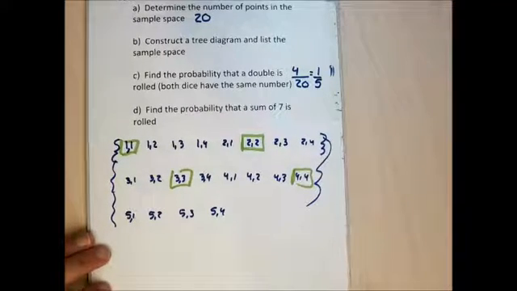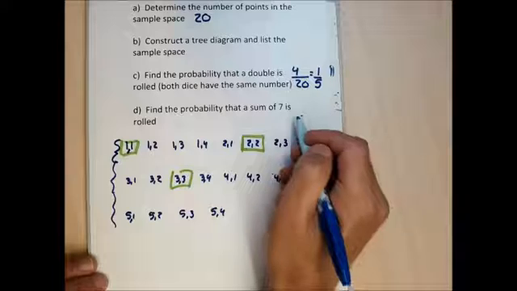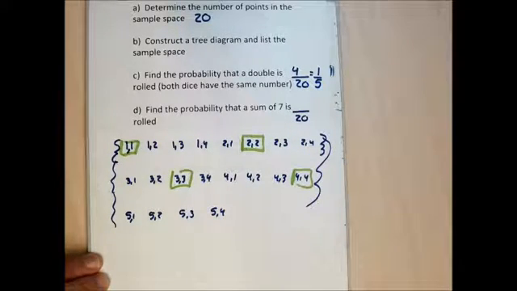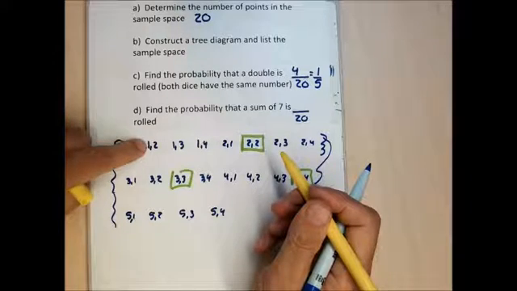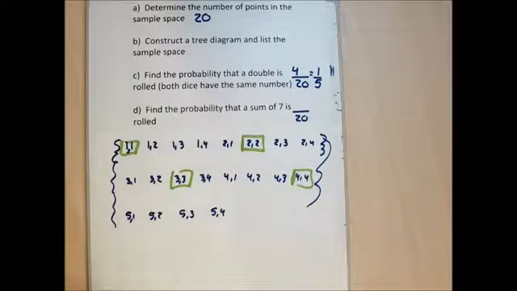For part D, this is the part where I need to add up the faces of the dice. Find the probability that the sum of the 2 faces is 7. My denominator is still going to be 20 because there's 20 elements in the sample space. And now I need to go through and find any pair where I add up the first and the second number and they add up to 7. And I'll just go through real quickly and in my head add up the 2 numbers. 1 plus 1 is 2, 1 plus 2 is 3, 1 plus 3 is 4. I'm trying to find pairs where I add up the 2 numbers and they come up to 7.